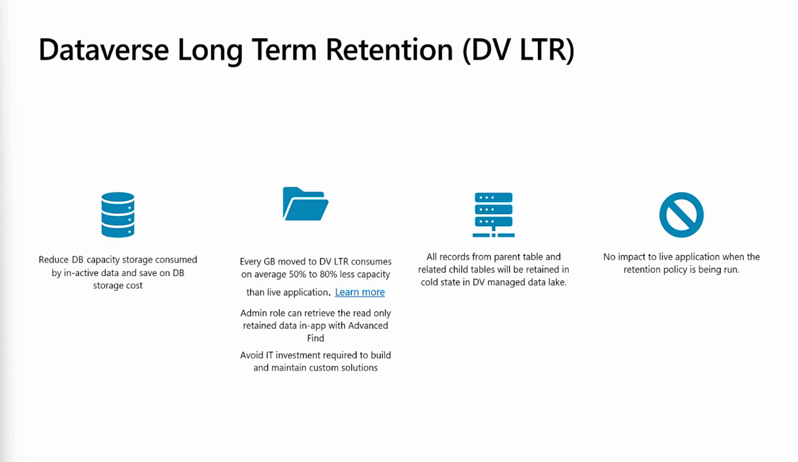Another very important thing: once a parent record is chosen for retention, all related child tables will be chosen by default. For example, if your parent record is an account, and it has a contact and an incident, and whatever records you had set up as child records, all of them will by default move to the retention store when you move the parent record.